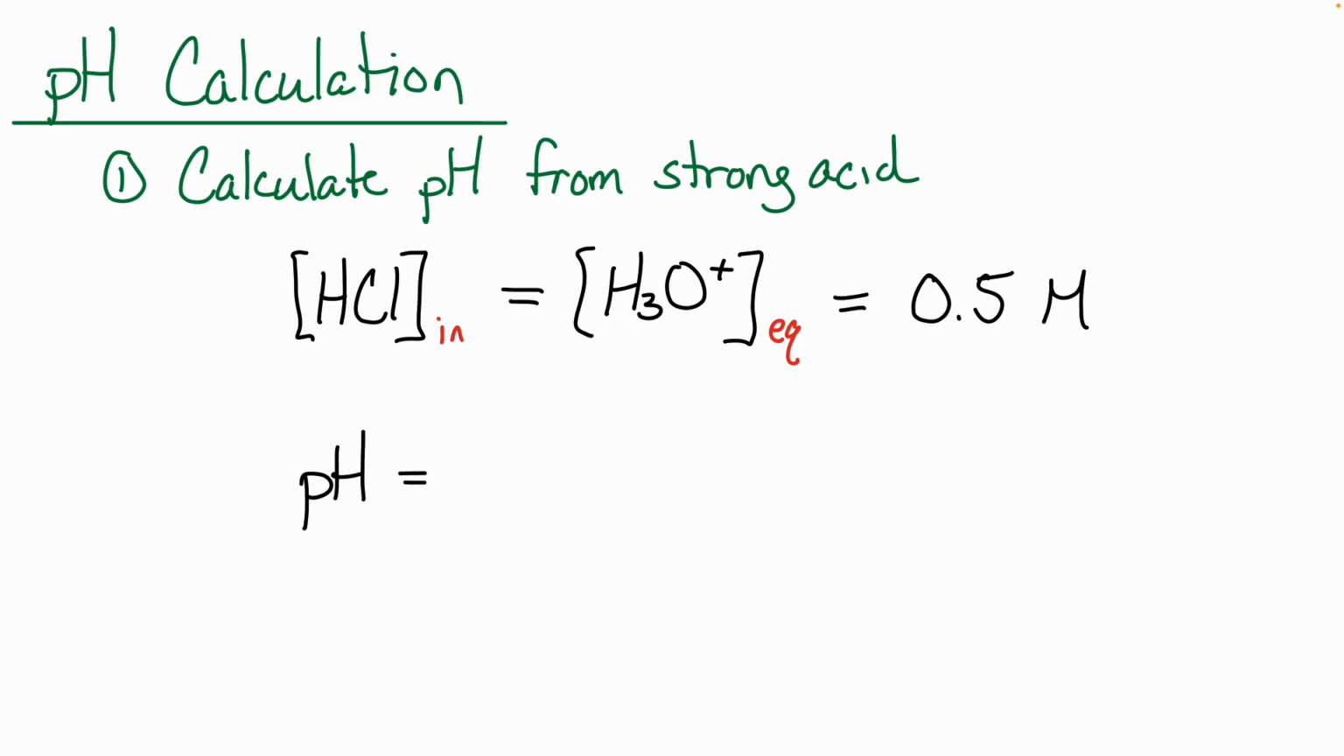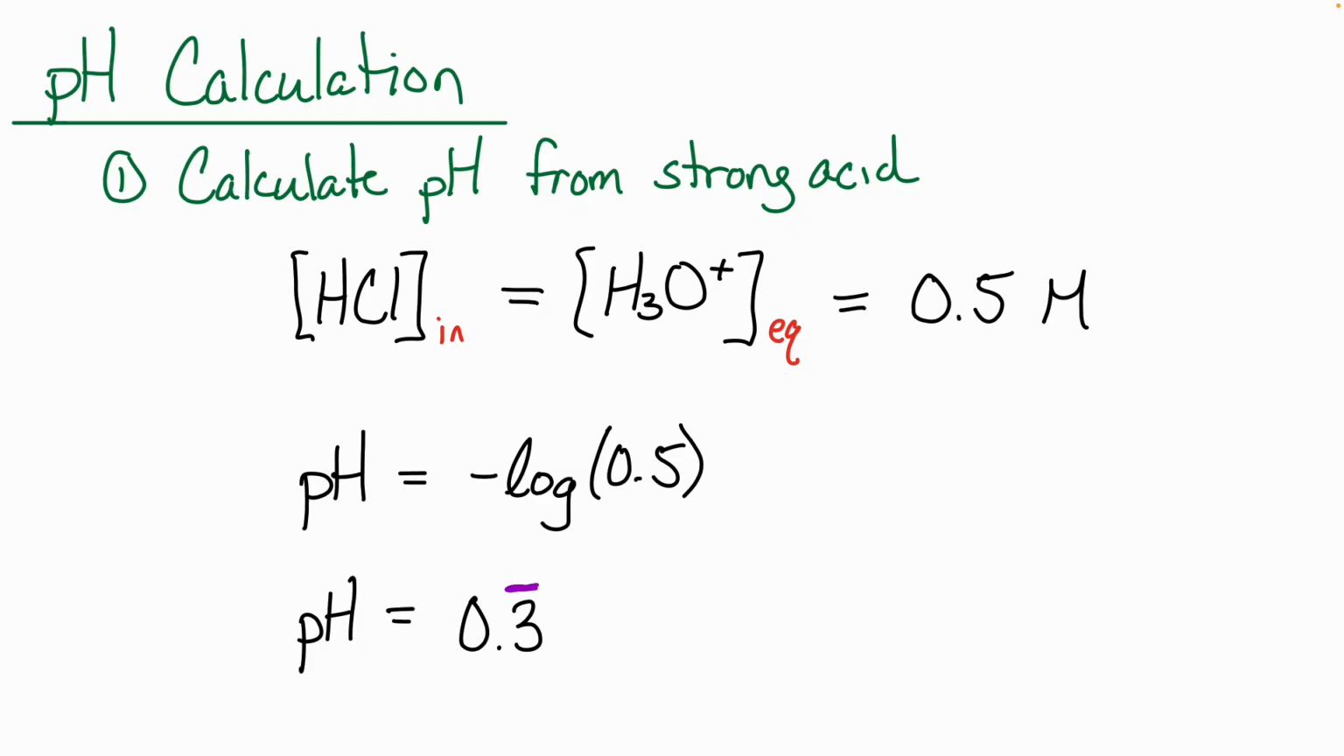In order to calculate my pH, I'm going to take the negative log of that 0.5 molar. So my pH here would be 0.3. Okay, remember my 1 sig fig here, I should leave 1 decimal place. Sig figs of my concentration become decimal places. I am going to put a bunch of extra digits down here just to kind of prove a point.